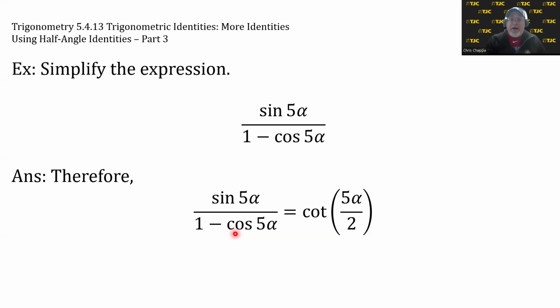So sine of 5 alpha over (1 minus cosine of 5 alpha) equals cotangent of 5 alpha over 2.